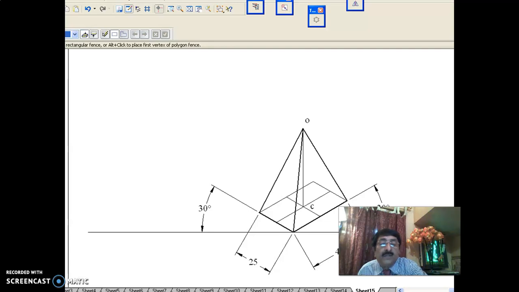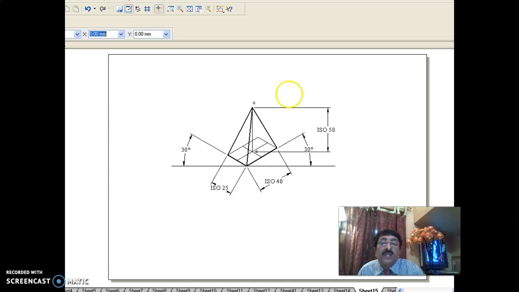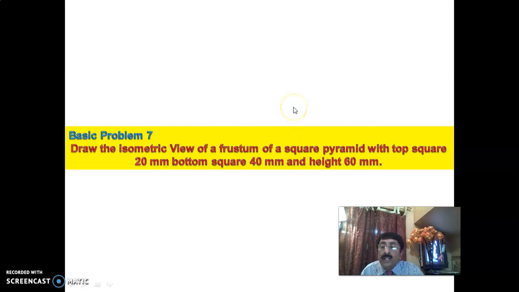In this way I have concentrated on helping you with both isometric projection and isometric view of the object. This is the isometric projection of a rectangular pyramid of size 25 by 40 and the height is 50. Okay. Now we will go to problem number 7.